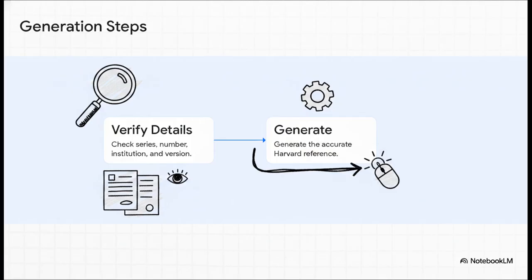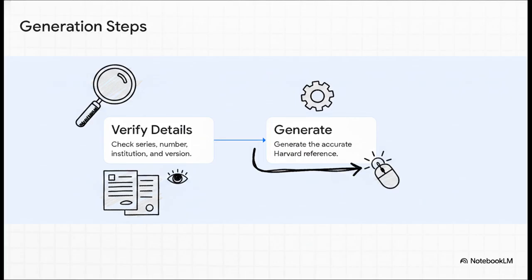But you gotta remember the golden rule of automation. Garbage in, garbage out. The tool only works if the data you provide is accurate in the first place. While the automation handles the formatting, you, the human, are still fully responsible for the accuracy of those underlying research details. So step 1 is mandatory. Verify the correct details, specifically the series name, the paper number, the institution, and the exact version, by checking the paper's title page or its official repository record. Only once you've manually confirmed those specifics should you proceed to step 2, which is actually using the tool to generate the reference.